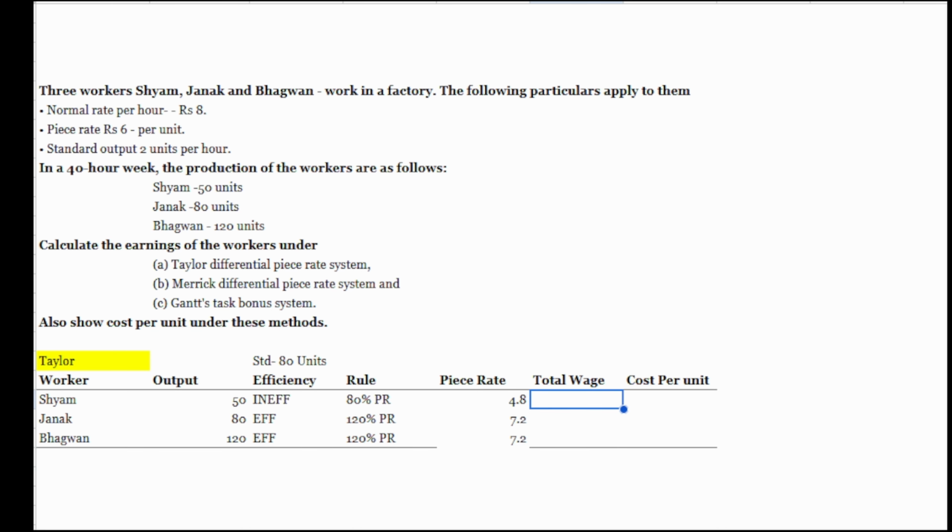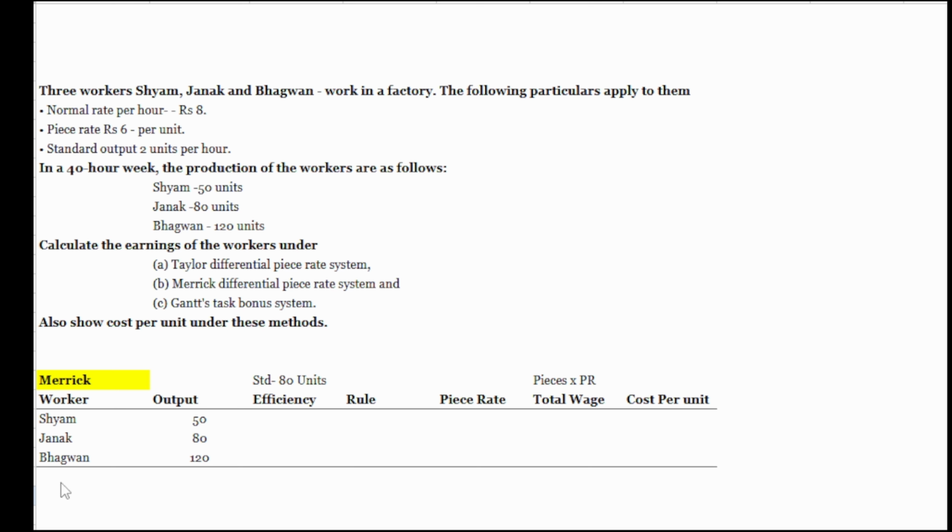Now to calculate total wage, it is very easy. You have to do pieces multiplied by the total number of units. In this case, output is 50 and piece rate is 4.8. You will get 240. And in the case of Janak and Bhagwan, you will get 576 and 864. So the cost per unit you need not calculate separately because you have already calculated it here. Now let us prepare a similar table for Merrick also.